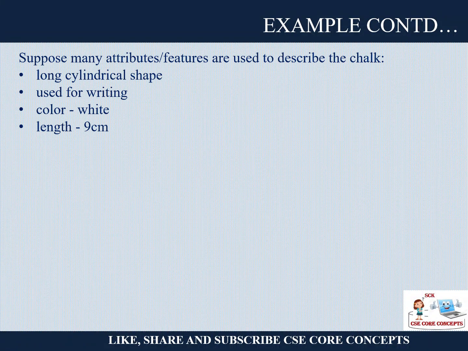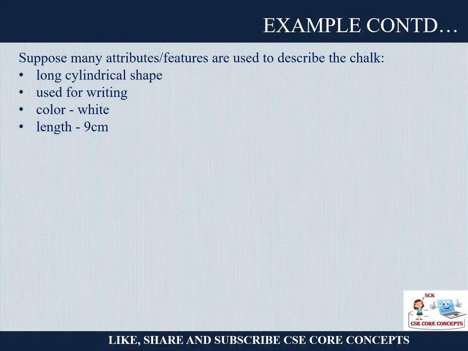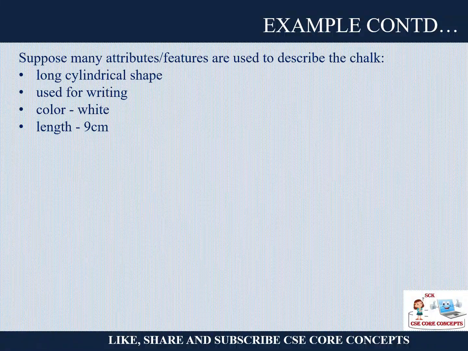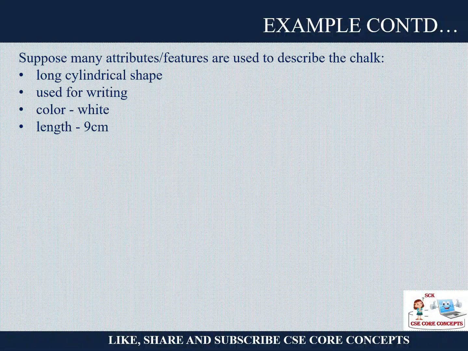Understood? So what happened last time? It was an underfitted model, because I was using only one attribute to define the model, and whatever data I am getting for that long cylindrical object was a chalk for that. So the model is wrongly predicting it. So let me just redefine the attributes. So now I have kept 4 attributes, that is the shape, long cylindrical, purpose, writing, color, white, length 9 centimeter.